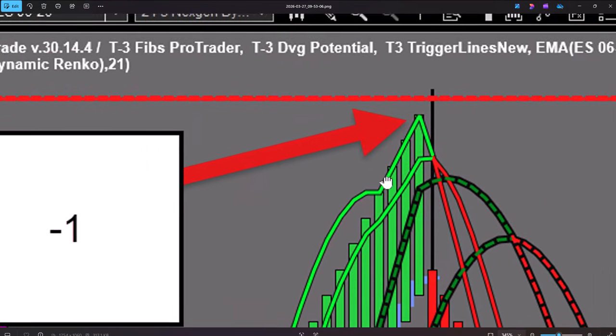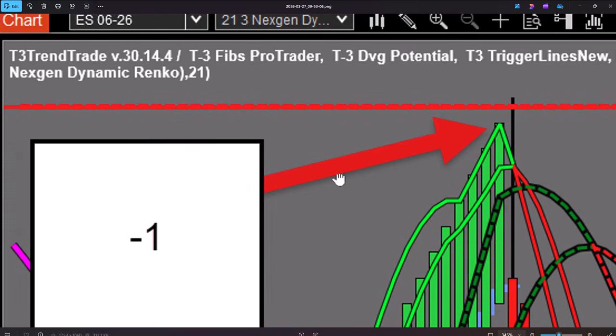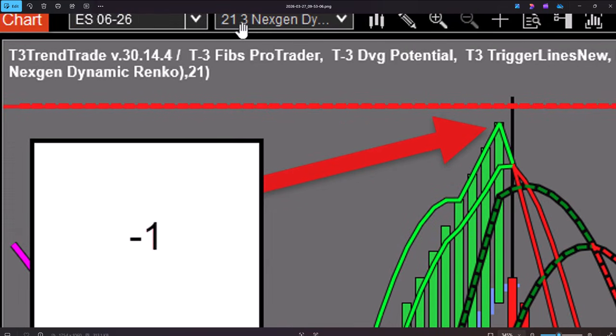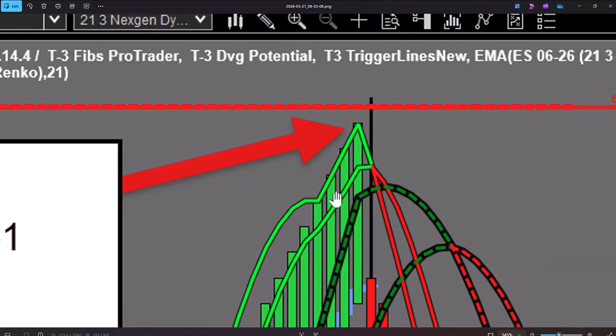So, I'm going to blow it up here. And, we're looking, this is a 21.3 bar for the ES. So, each bar, what happens?